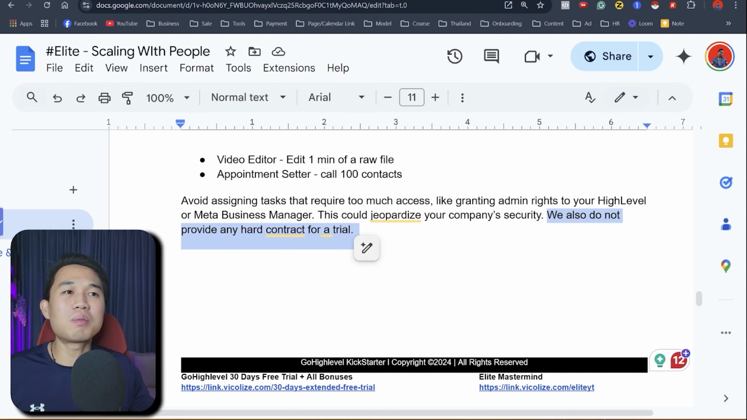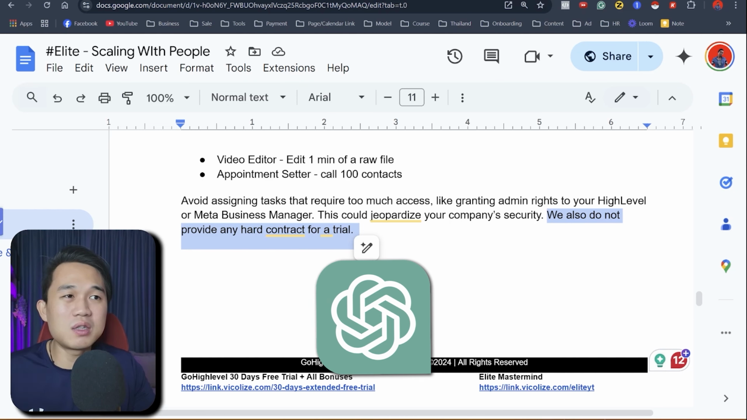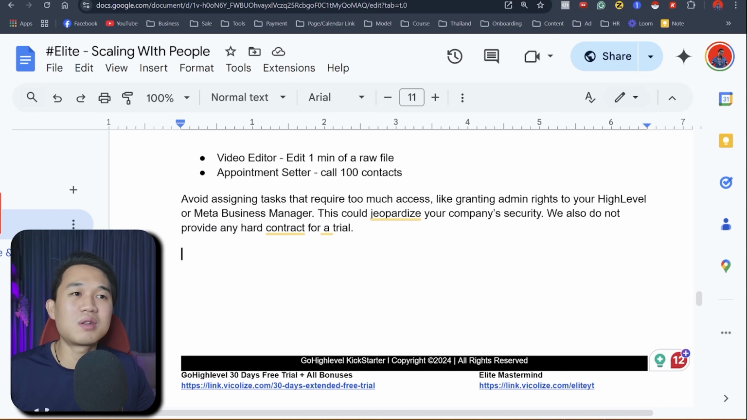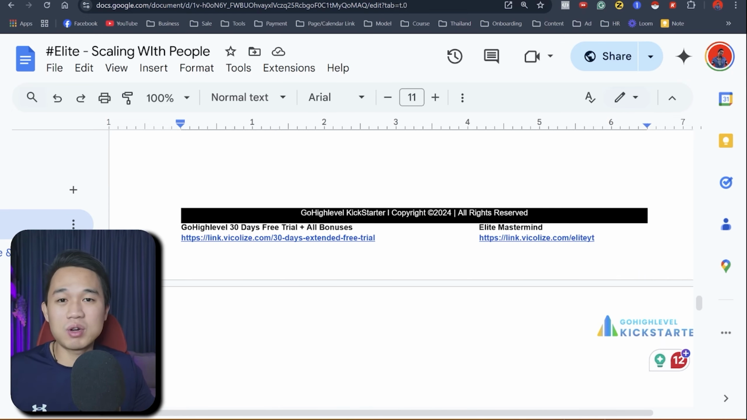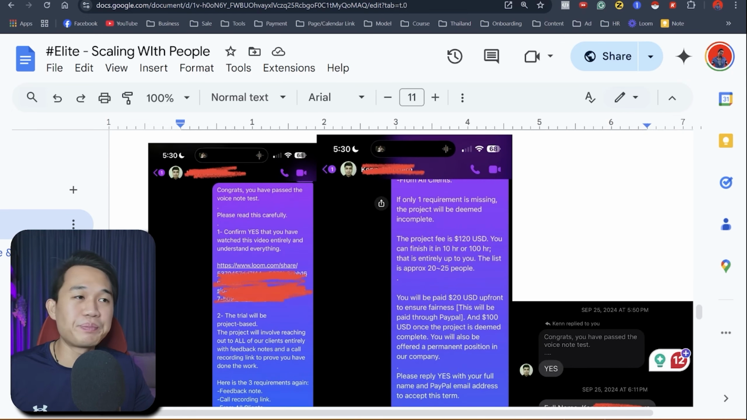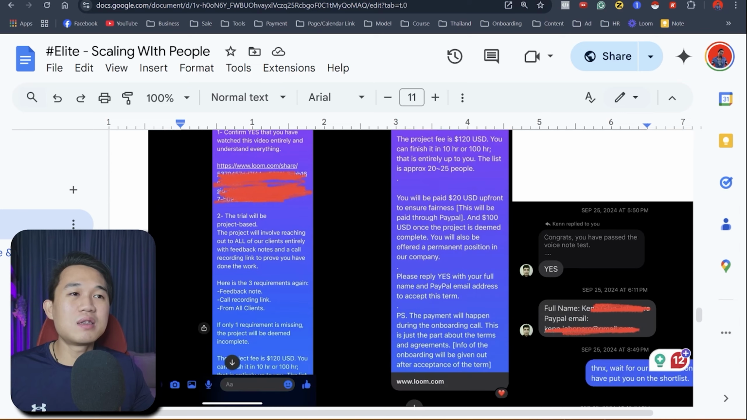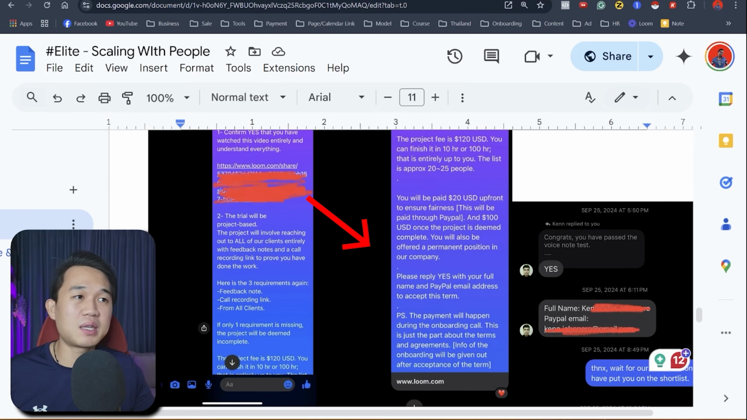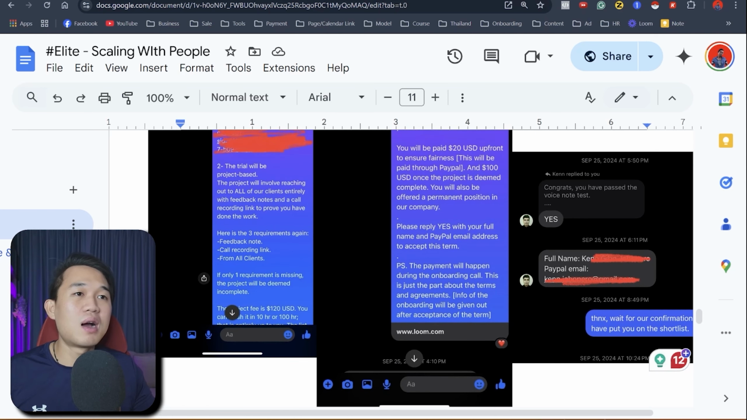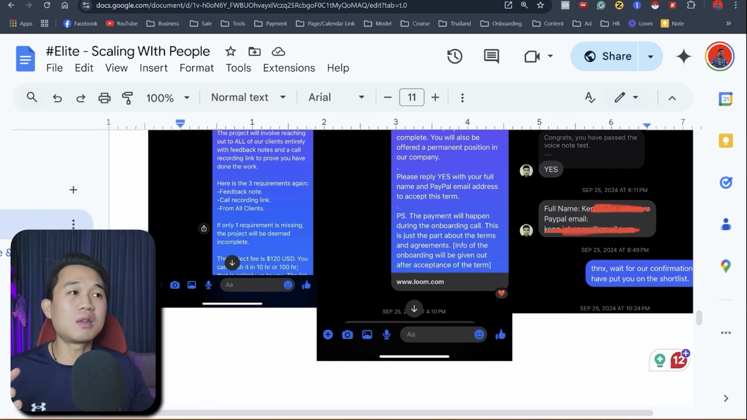We also do not provide any hard contract for the trial. You can provide a contract, now it's so easy with ChatGPT. For a trial, write an agreement on Facebook or WhatsApp and ask them to reply yes as an agreement and screenshot that reply. For example, with this candidate, we outlined the whole trial: this is the trial, this is the expectation, and this is how much we pay. Please reply yes. And he replied yes with his PayPal email, and we screenshot that. That's literally our way of contracts. You don't need an official contract, that is fine.